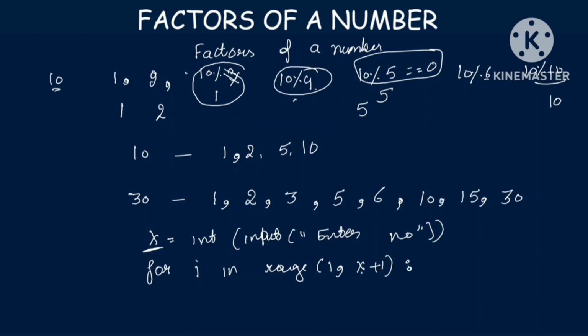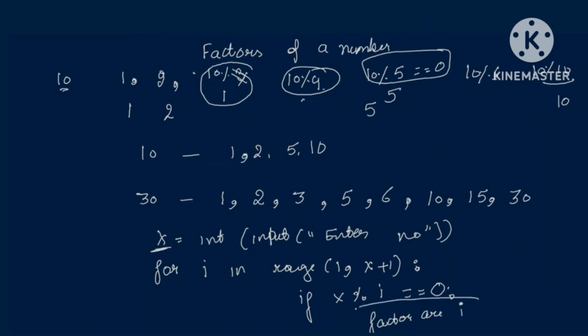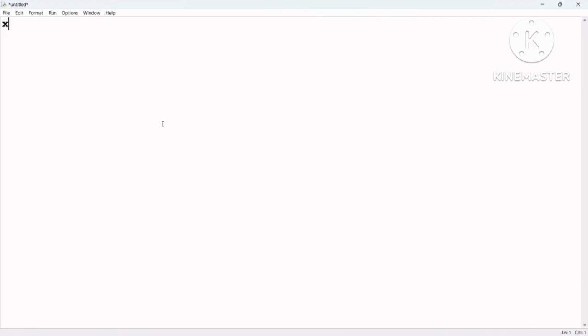If we take 0 here, any number divided by 0 will be infinity. So 1 comma x plus 1, that means 1 comma 31, so that the number is checked till 30. 30 % 1, 30 % 2, 30 % 3, 30 % 4, 30 % 5. Hence the output will be 1, 2, 5, 10.